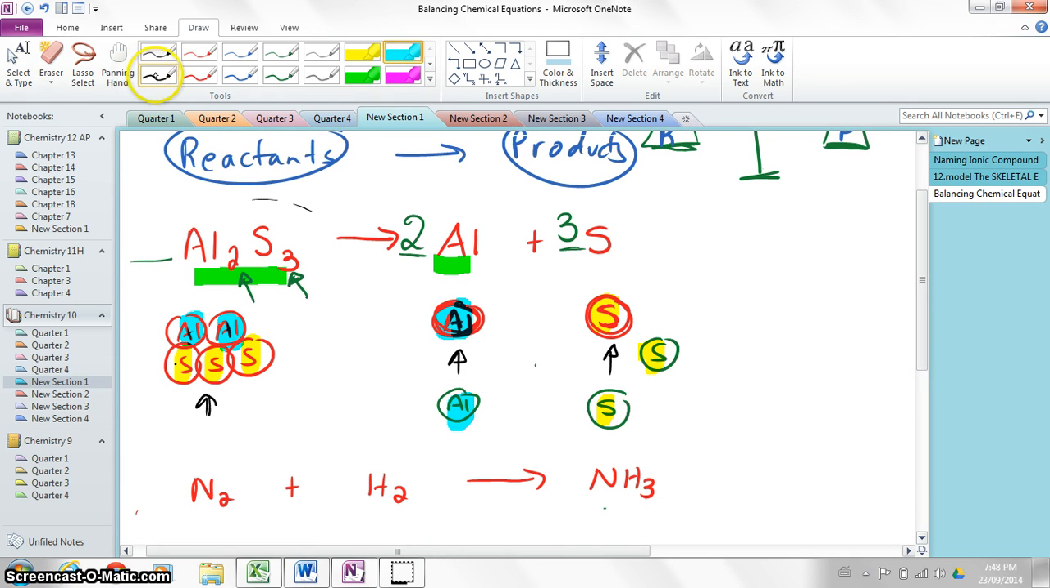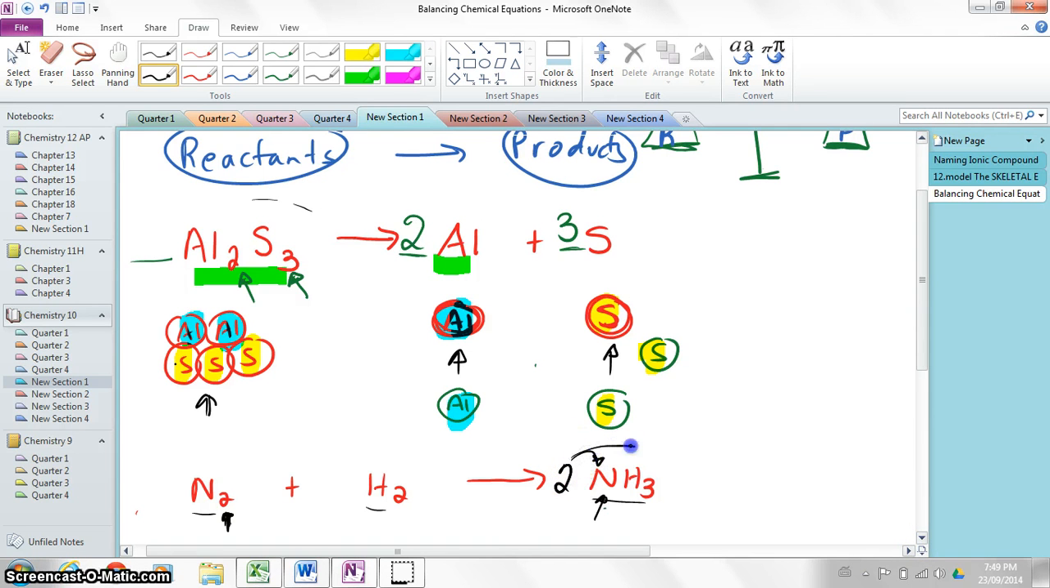Check out this chemical equation here. We've got nitrogen reacting with hydrogen to produce ammonia. On this side we have 2 nitrogens. On this side we only have 1. So what number can I put in front here to have 2 nitrogens? Let's put a 2 here. So that means I have 2 NH3s, 2 ammonias.